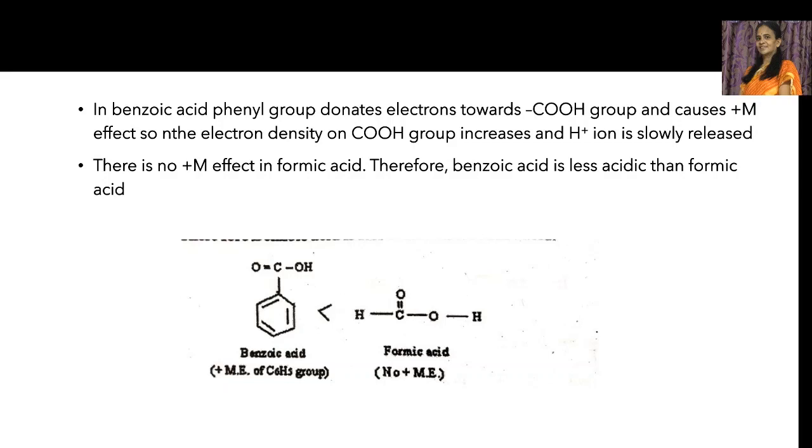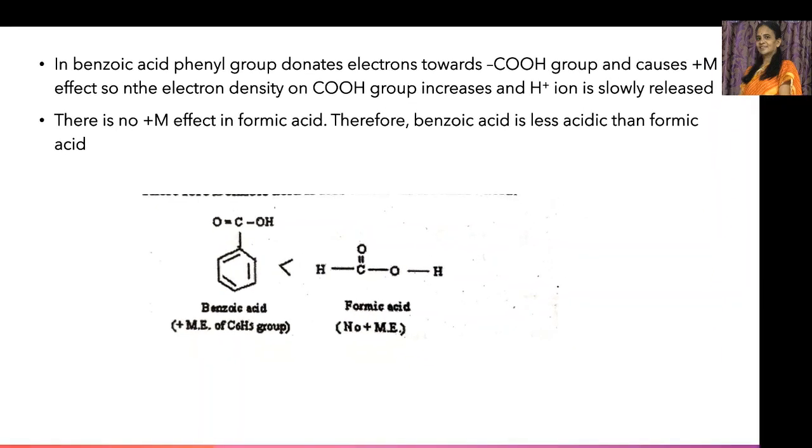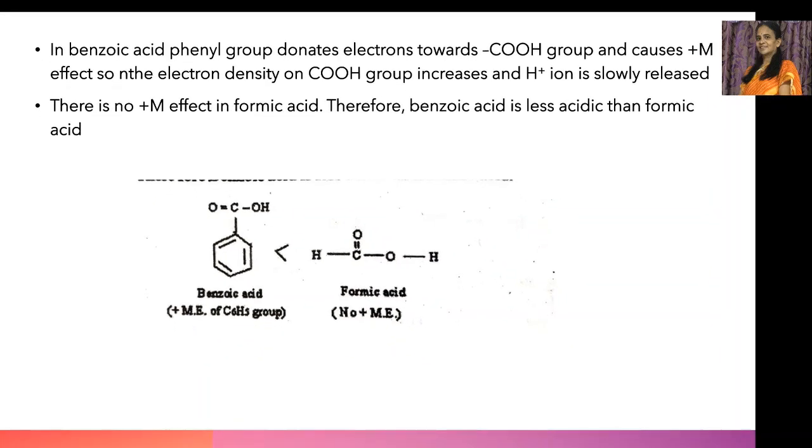So due to resonance, that is the plus M effect of the phenyl group, what happens? As it is releasing electrons towards this, this OH bond becomes strong. When this OH bond becomes strong, this H plus cannot be easily removed. Its acidic nature decreases. Due to the plus effect of this benzene ring, benzoic acid is less acidic when compared to formic acid. So this is about the comparison.